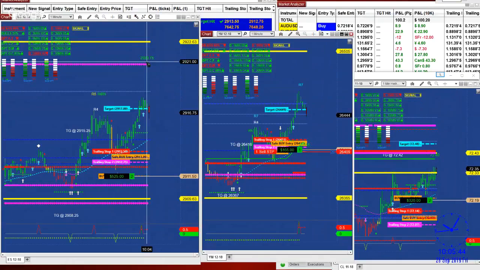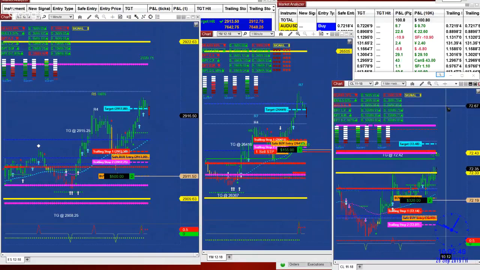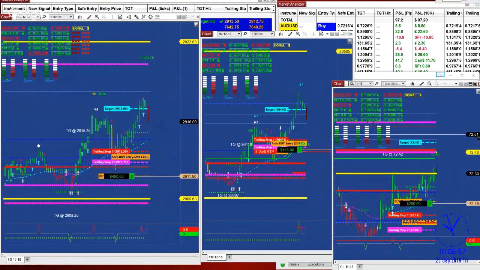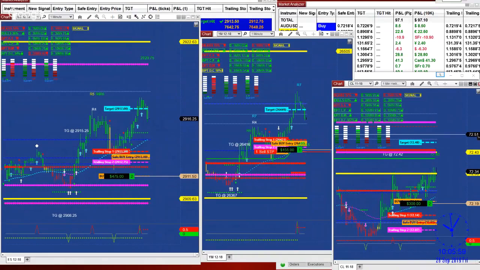Because if this ES is going all the way up here, I don't want to miss that trade. And the CL is going to come to the 7240, and then your best chance is to exit at 7240. That's all what we have for now, and then we will start looking for the new signals.